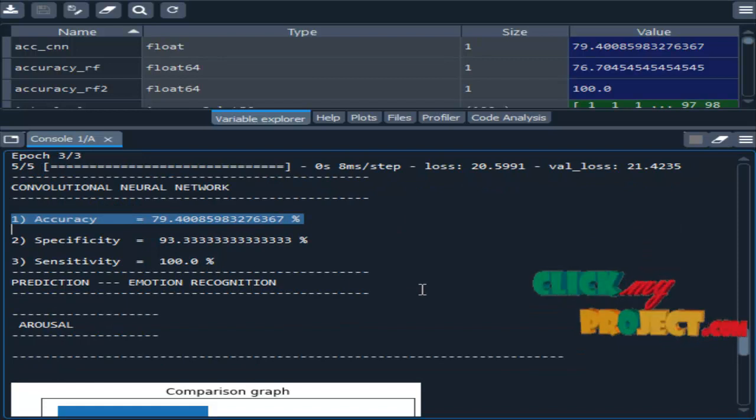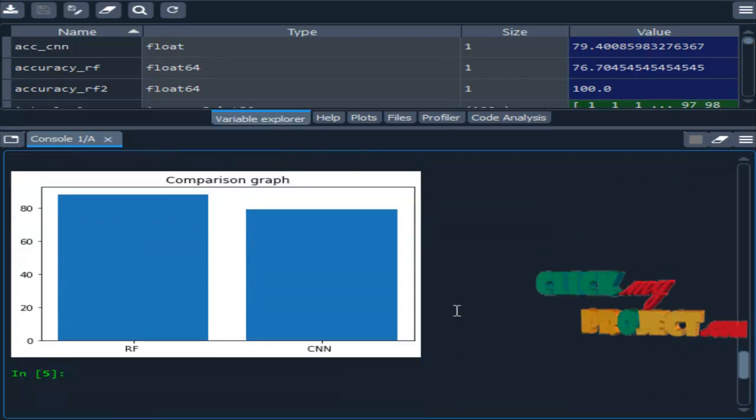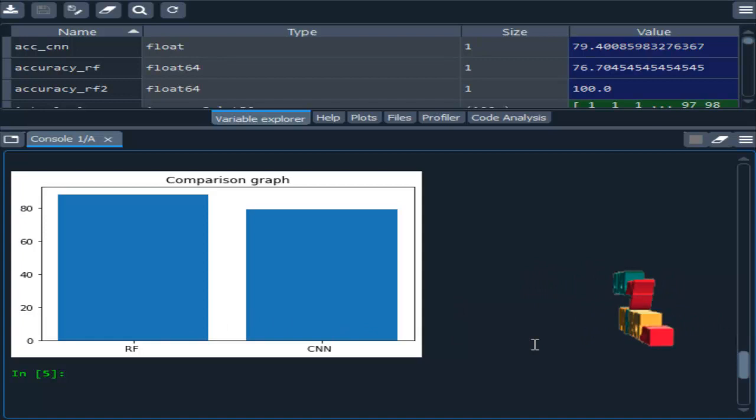Our input signal is recognized as the emotion arousal. Then the comparison graph for both random forest and CNN. This is the output of our project.